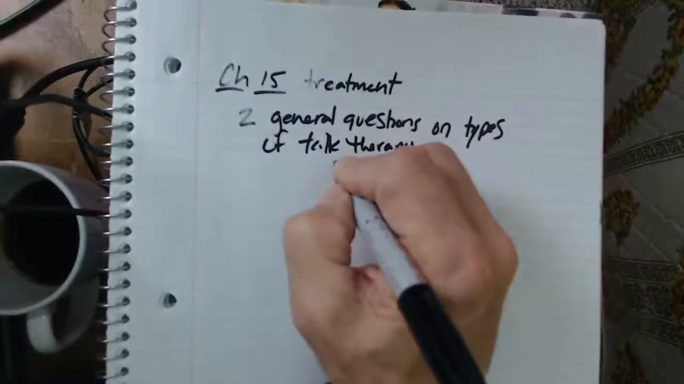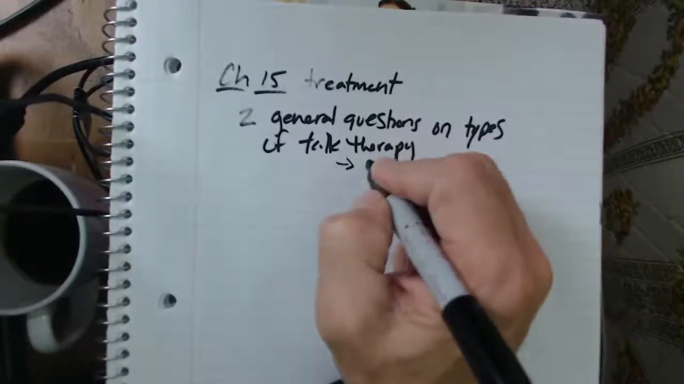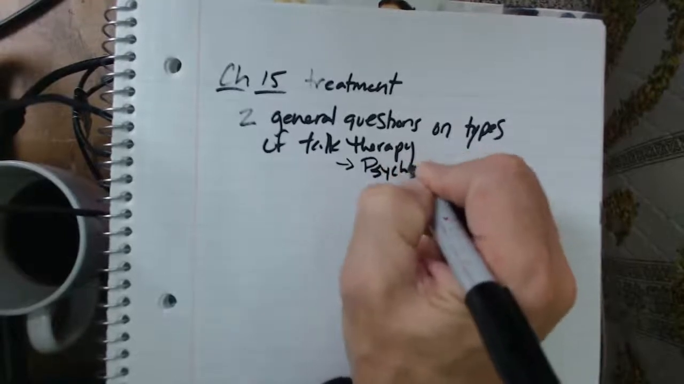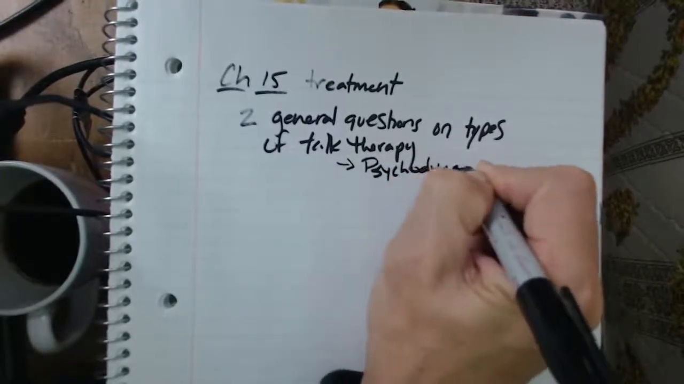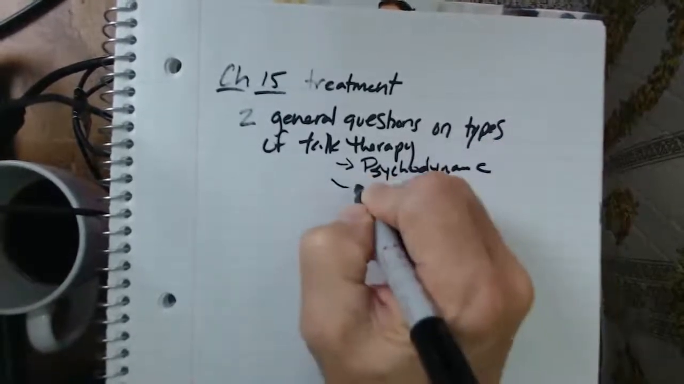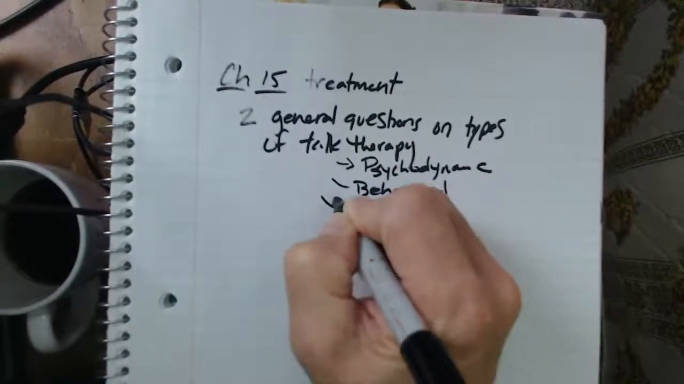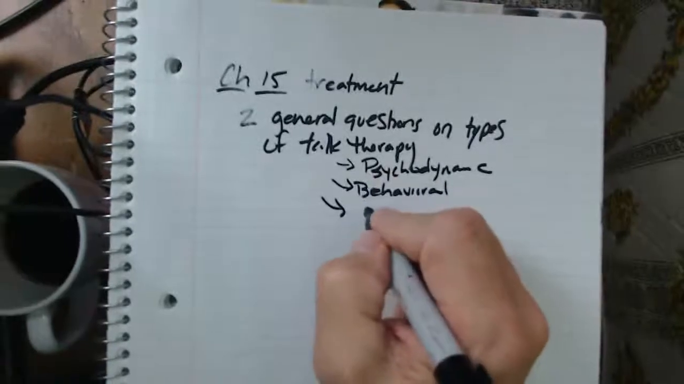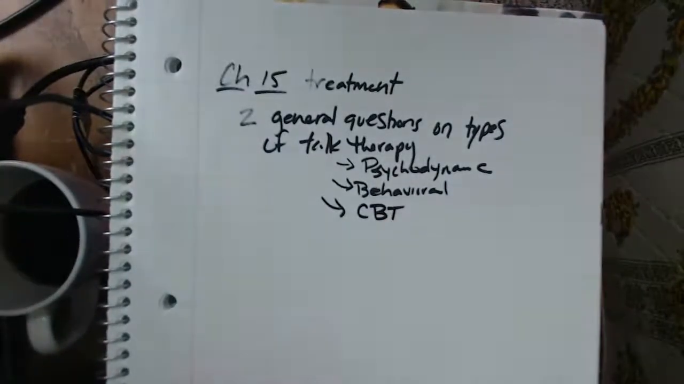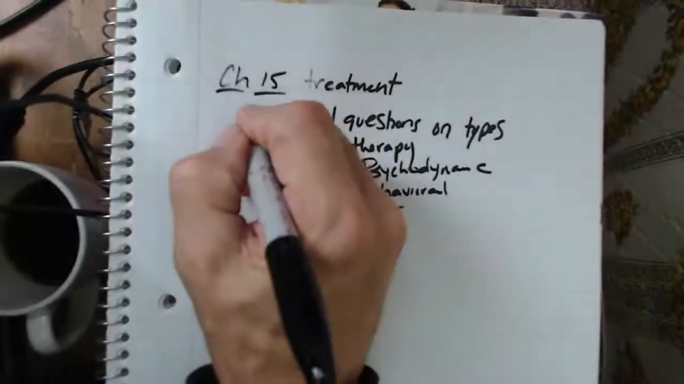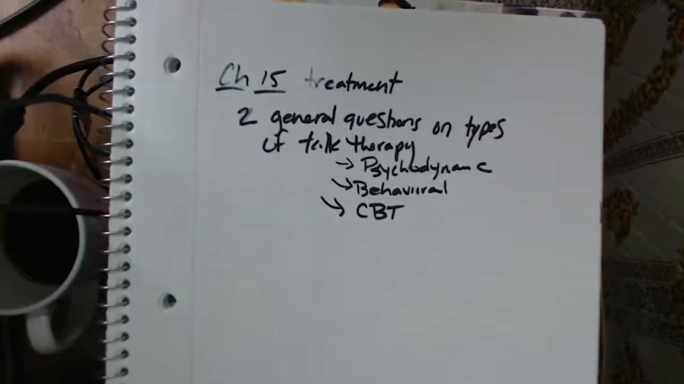Remember we talked about psychodynamic, behavioral, and we talked about cognitive behavioral therapy. Remember we had three. We talked about those three methods, and I've got two general questions. Okay. Let's see. There's a question on.